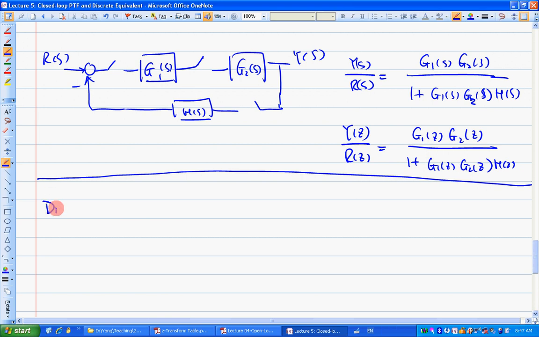Okay, so now the next topic is discrete equivalent. Before we talk about discrete equivalent, I guess the wording sort of explains itself. So what does it mean? Basically, you want to get a discrete equivalent to the continuous ones. So that's basically what happens here.